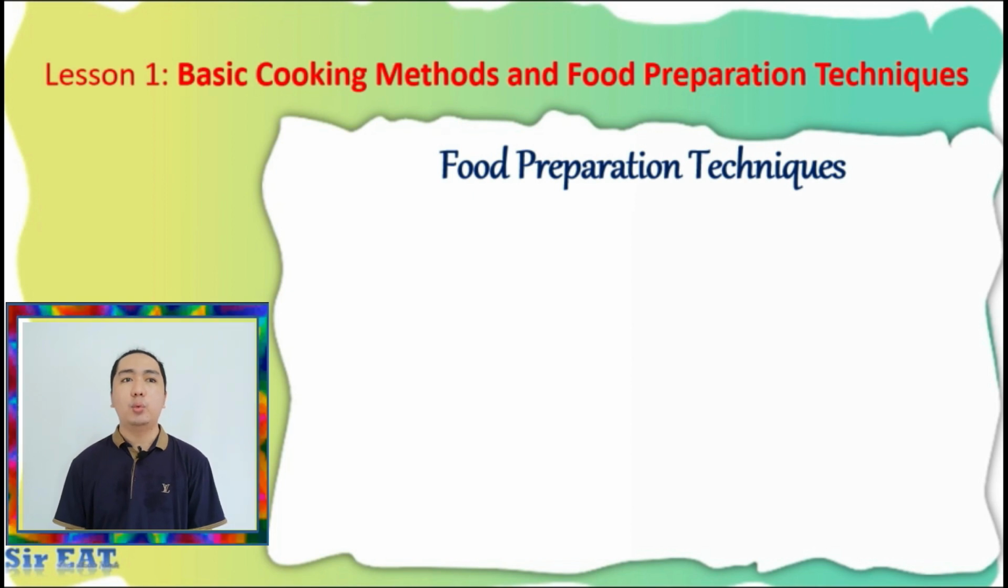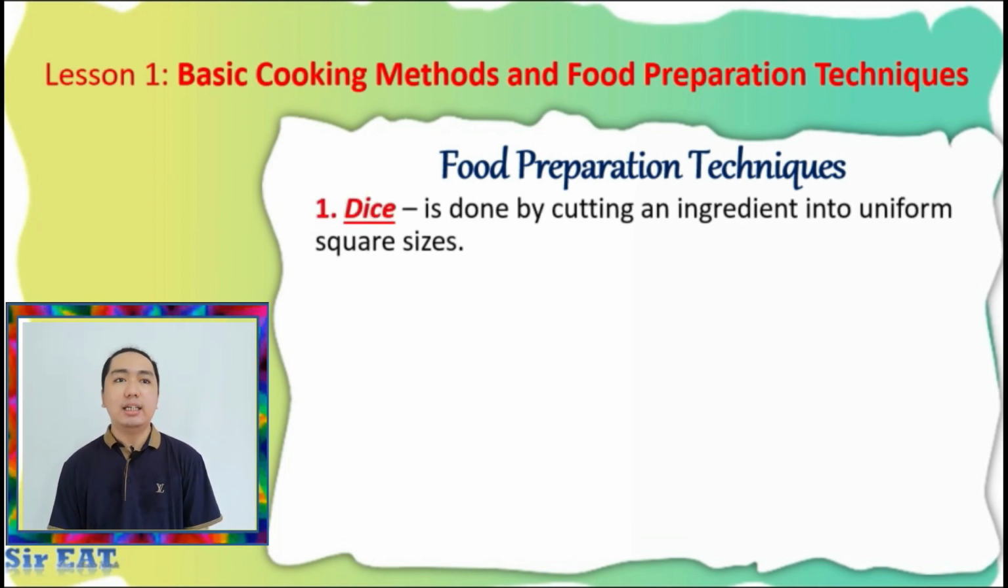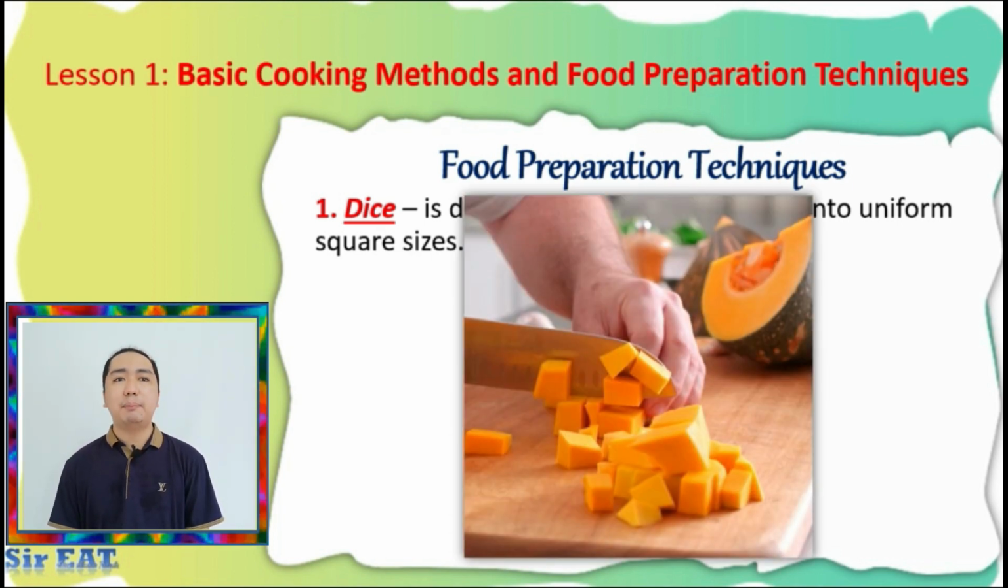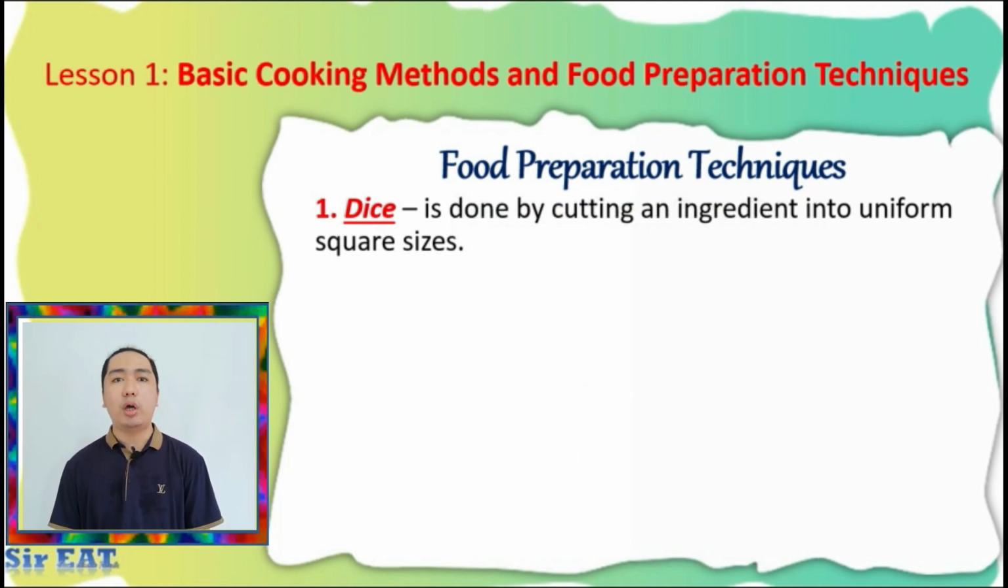The first one, we have the dice. Dice is done by cutting an ingredient into uniform square size. So let's have a picture of dice. This is done by cutting the ingredients lengthwise first, then crosswise. This preparation is almost similar to chop and mince. However, its cuts are more consistent in size.